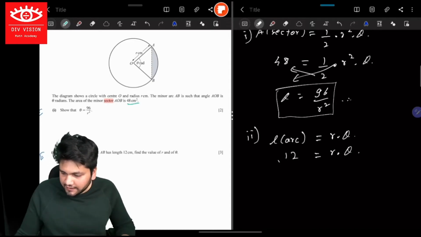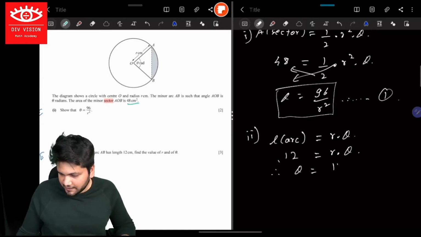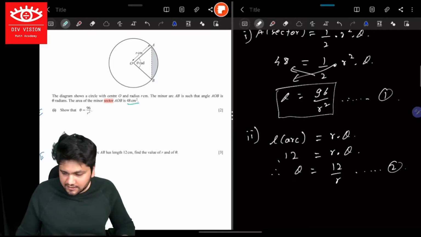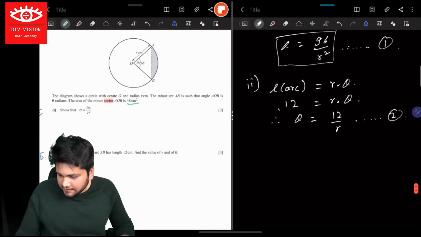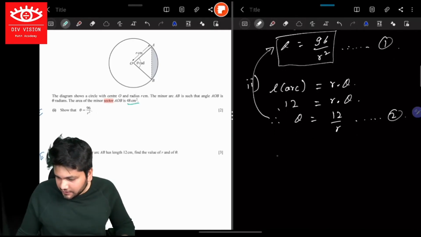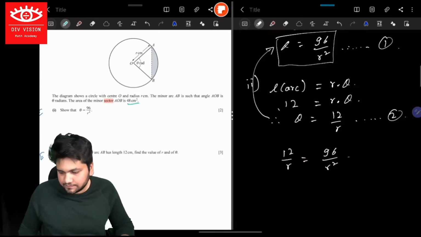Now we have already calculated an equation with respect to theta and r square. Let's say this is equation 1. And from here we can get theta is equal to 12 by r, which is equation 2. What I'll do, I'll just substitute and let's figure out the value. So we'll substitute 12 by r in this theta. So we'll get 12 by r is equal to 96 by r square, right?